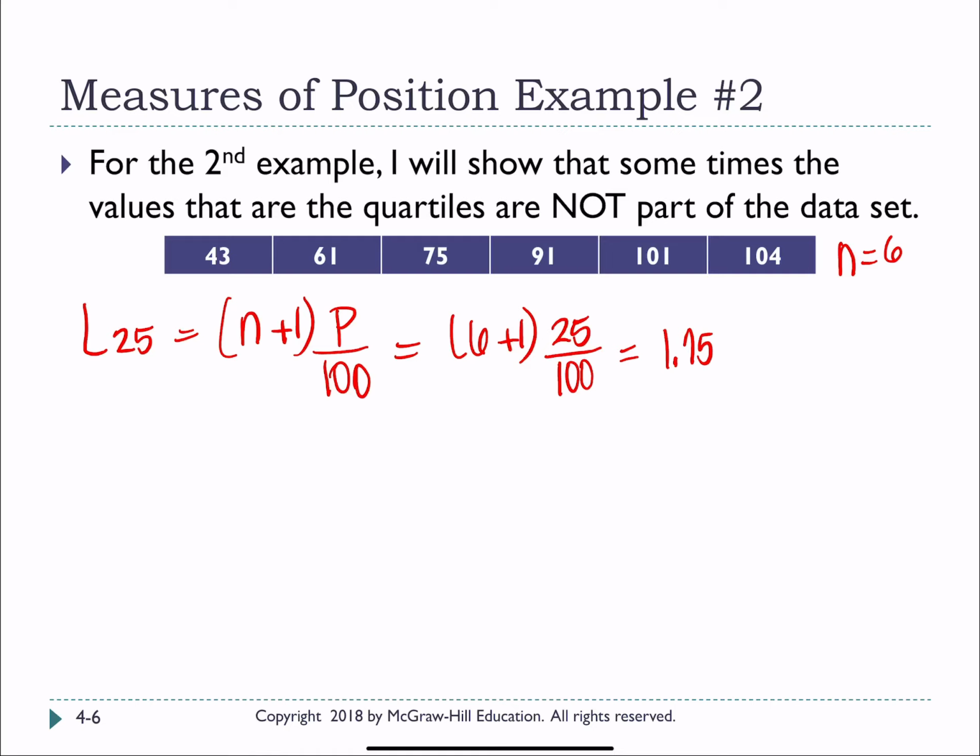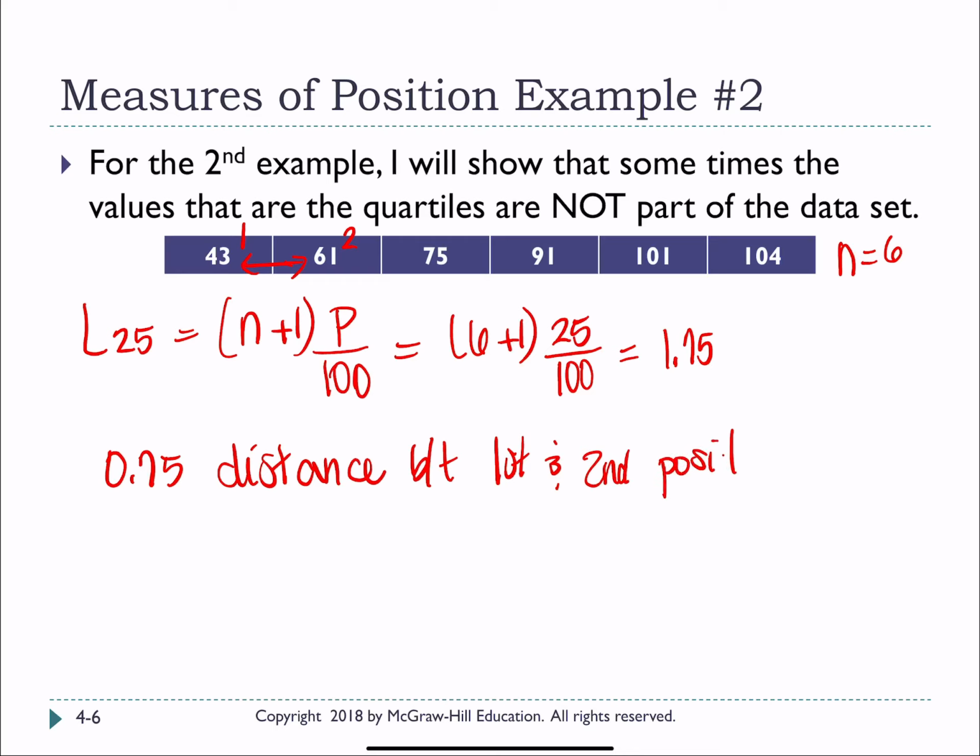Well, where the heck is the position 1.75? Well, this is position 1. And this is position 2. So 1.75 is in between these two. So it's 0.75 of the distance, 0.75 of the distance between the first and second positions of our data set.